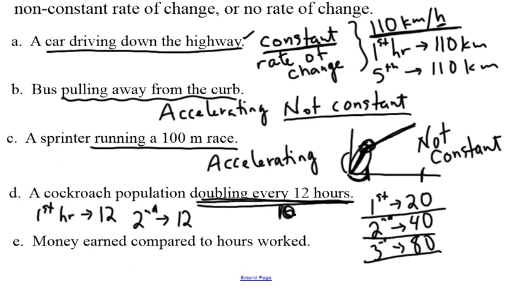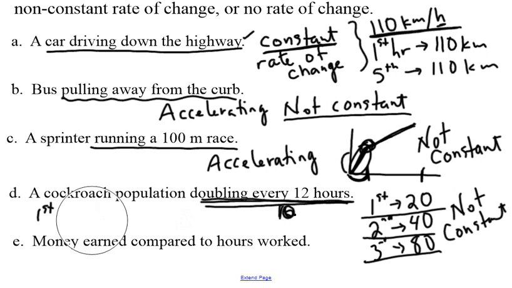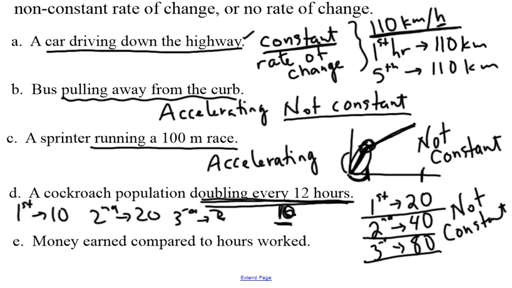It's not constant, because if it was constant, let me go back again. If we started with 10, the first 12 hours there would be 10 more. The second 12 hours, there would be 10 more, to 20. The third 12-hour time, it would be 10 more, to 30. But it doesn't do that. Because it's doubling, the 10 become 20, the 20 become 40. It's not a consistent rate of change, so it's not constant.